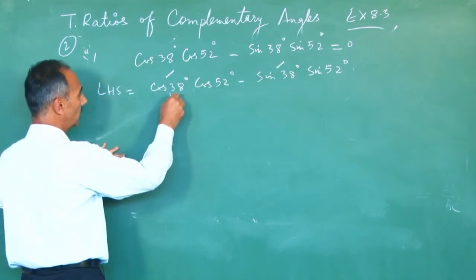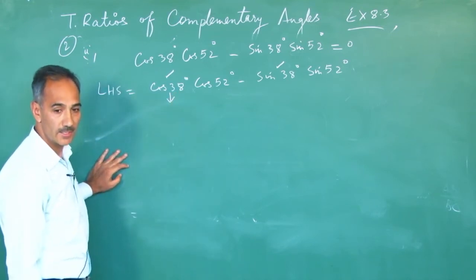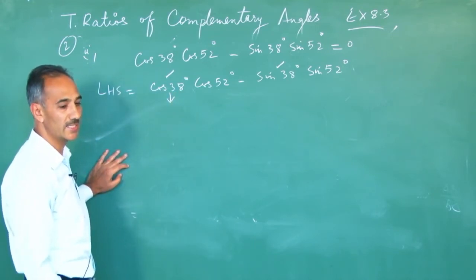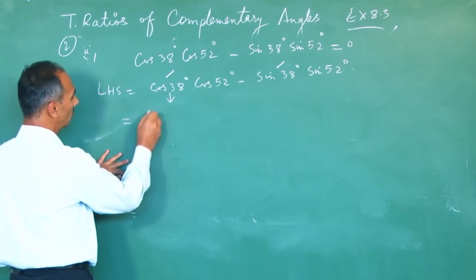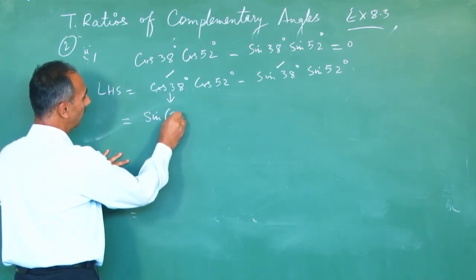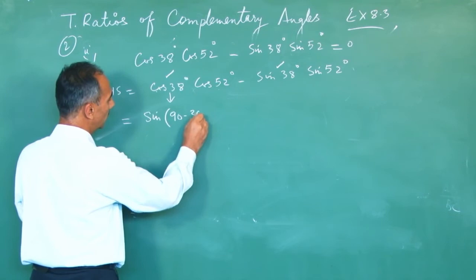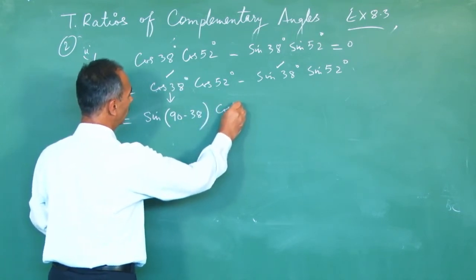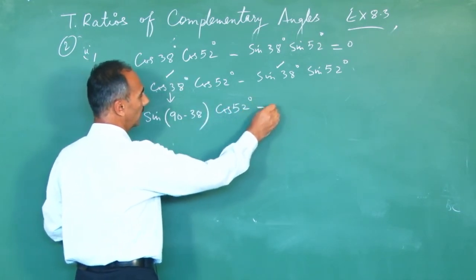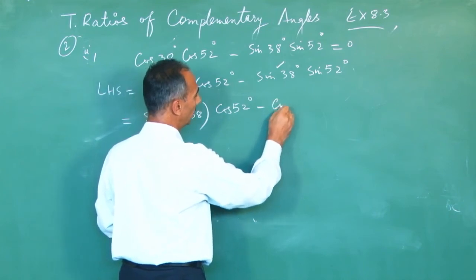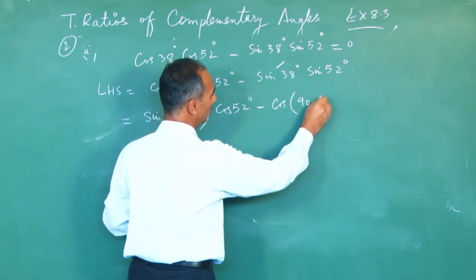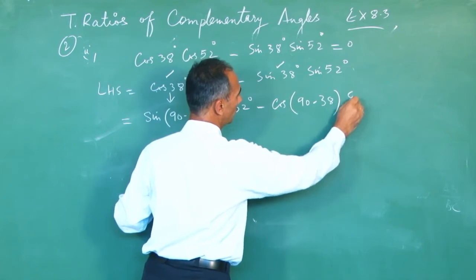So cos of theta, I will express in terms of sine. So cos theta is sine 90 minus theta. Cos will be sine of 90 minus theta, so that is sine of 52 into cos of 52 as it is. Here I am changing the first one. Sine theta will be cos of 90 minus theta, into sine of 52.